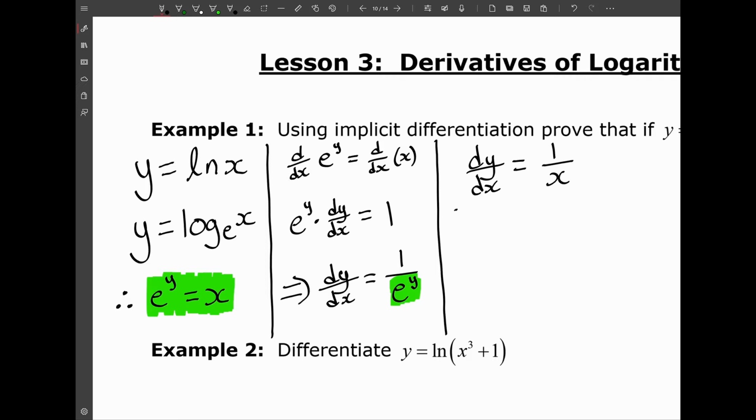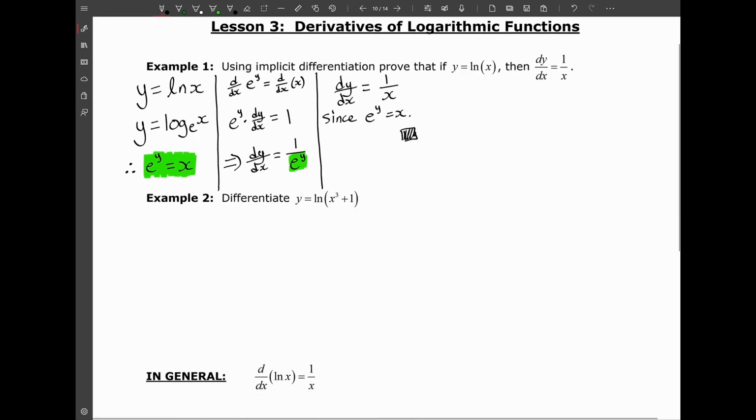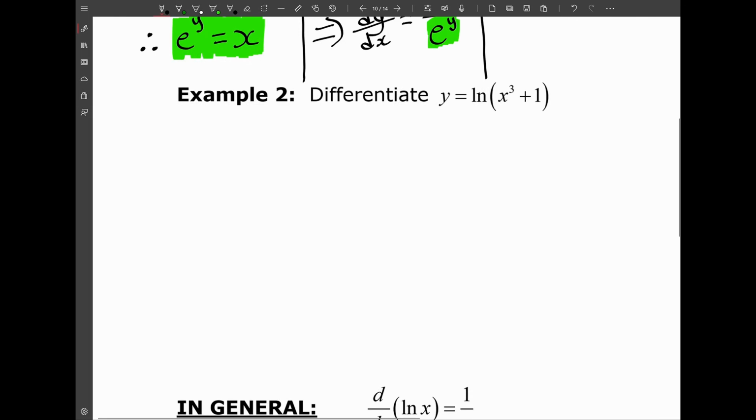Beautiful! Since e to the power of y is equal to x. Proven! We did it. Done. Not so bad, right? That one's actually pretty quick. All right, now that we know that, let's take a look at something we can do with that.